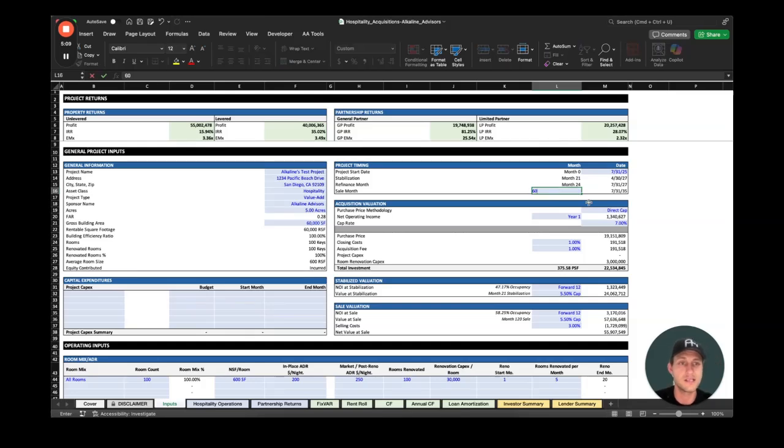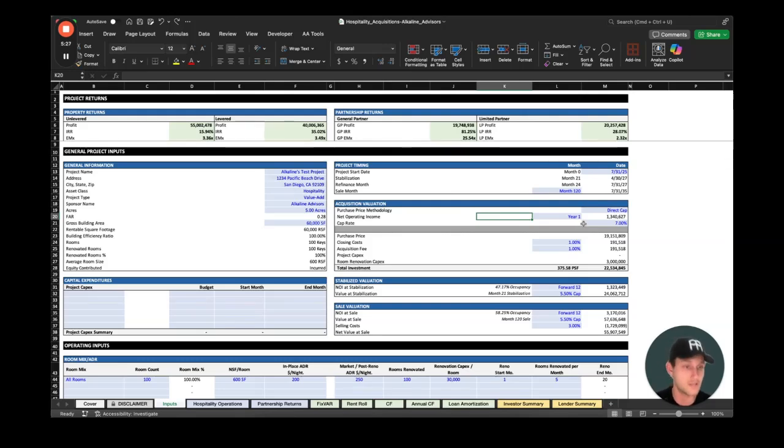So let's say we sell in month 60 instead of month 120. You'll see all of the figures will update automatically as it relates to the return profile. Next, we'll have the acquisition valuation section. Here, we're able to determine at what purchase price we're buying the asset.